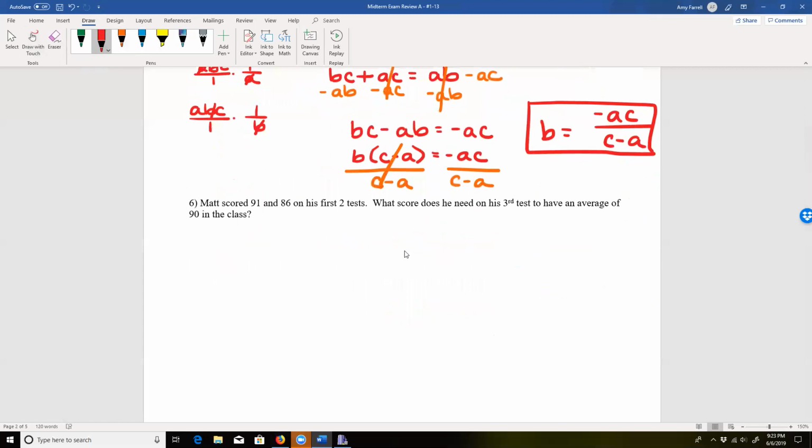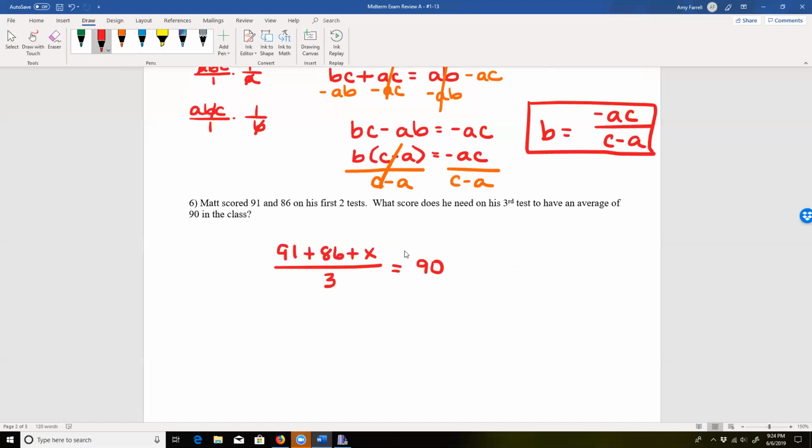Number 6, we have a word problem here. It says Matt scored 91 and 86 on his first 2 tests. What score does he need on his third test to have an average of 90? So to find an average, we take all the observations, which we don't know the third, so I'm going to call it X. We divide by how many observations there are. There will be 3. He's going to take 3 tests. And this is equal to the average. So we're missing the third test score, so that's why I used a variable there. So adding the 3 test scores and dividing by 3, we want that average to be 90.